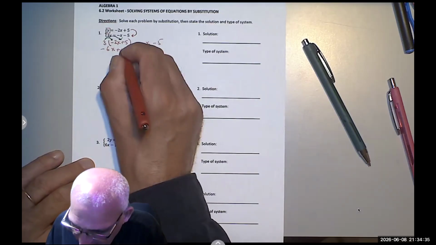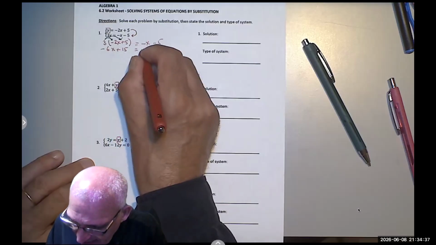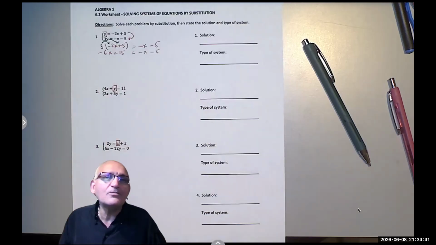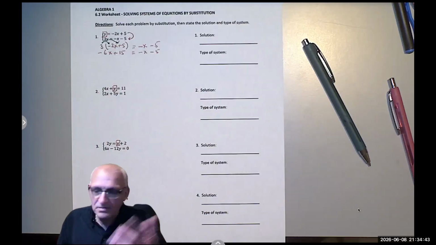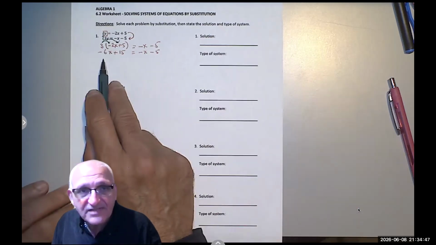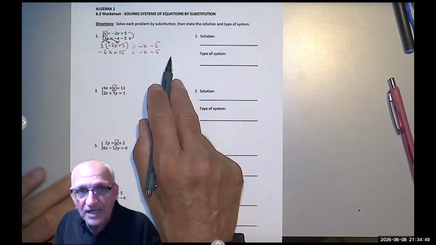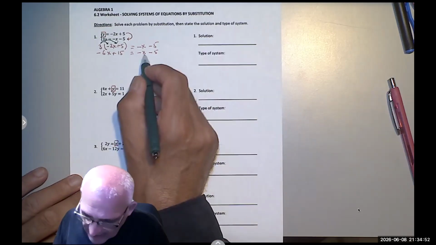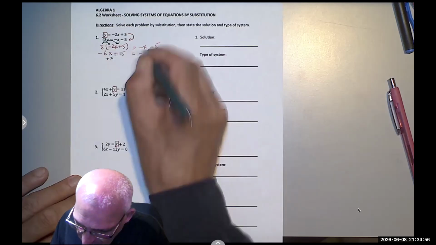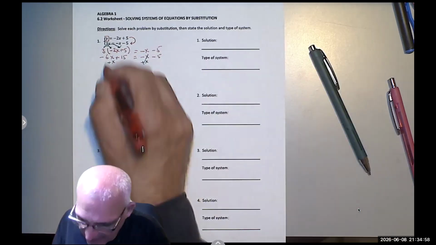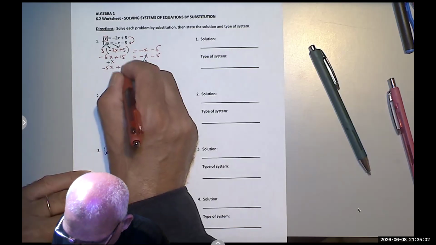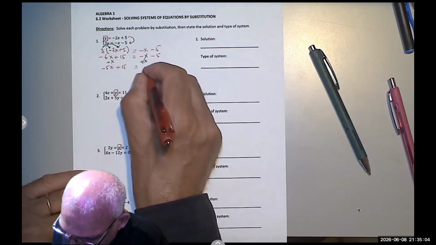3 times 5 is 15, equals negative x minus 5. And now it became exactly like the problems we did yesterday. I want the x's on the left-hand side, the constants on the right. So to get the x on the left, I'm going to add an x to both sides to get rid of that. So I will get negative 5x plus 15 equals negative 5.